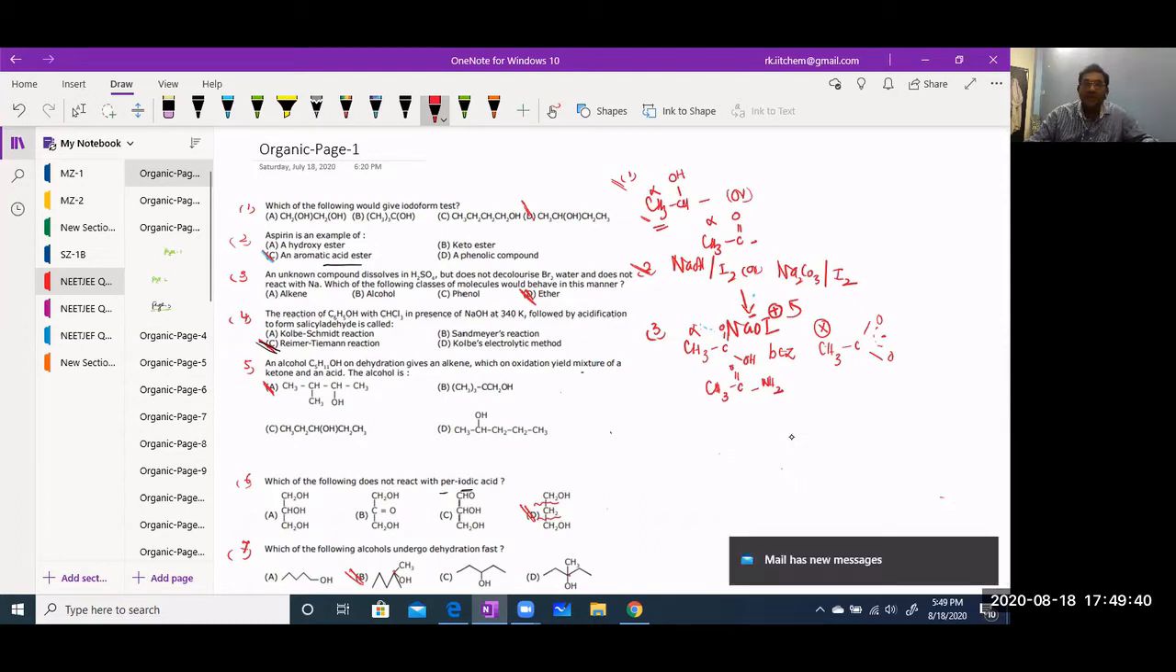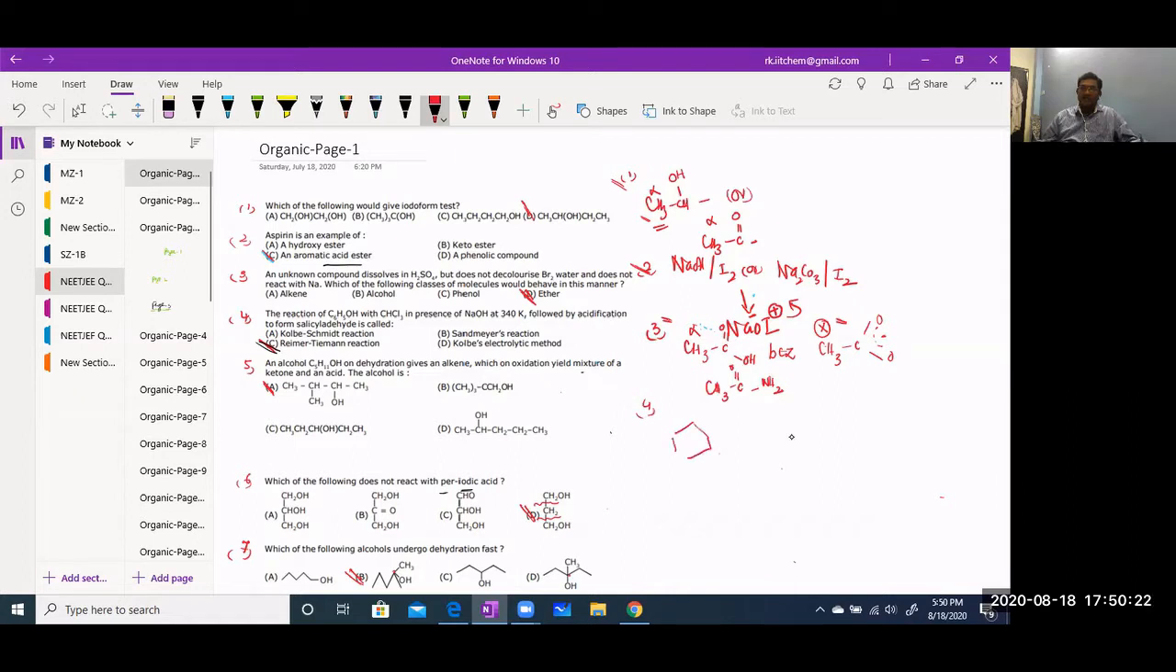Which of the following would give the iodoform test? CH3CHOHCH2CH3. See, in all these cases, you don't find this alpha methyl group, right, children? This is the secondary alcohol test here. Exceptions: acetic acid and this. And here I am going to write one more thing.